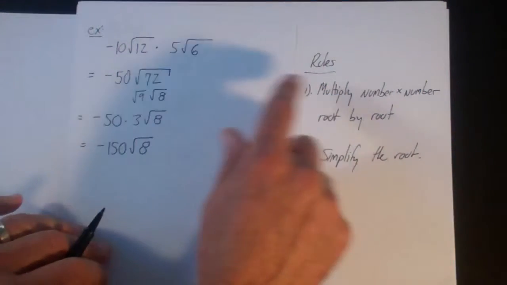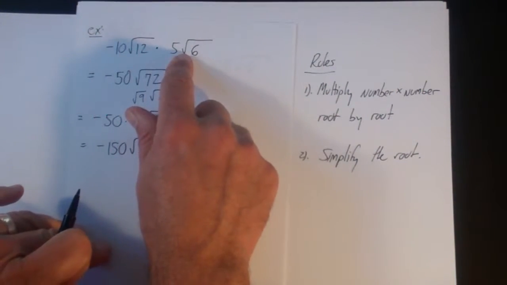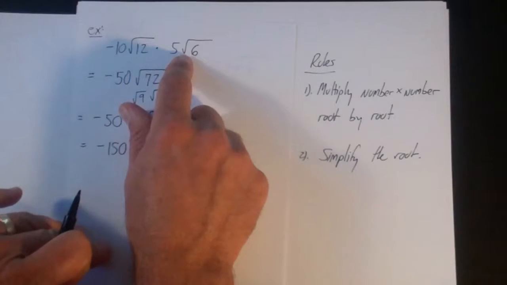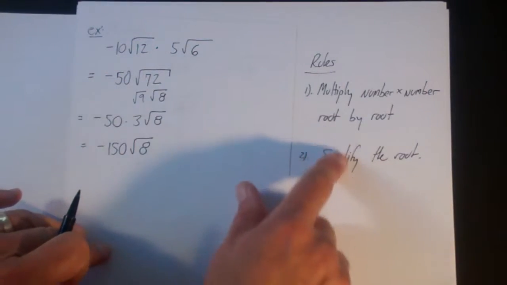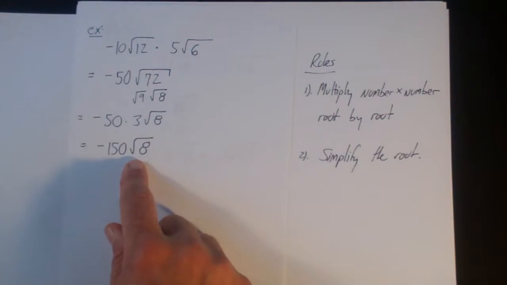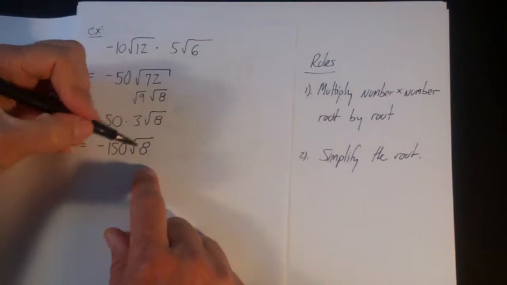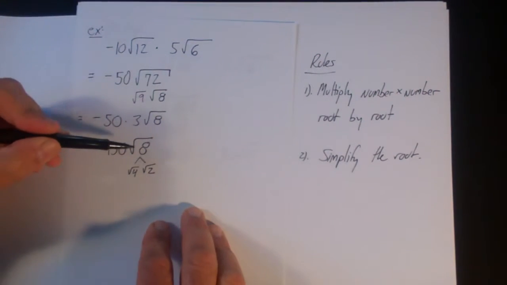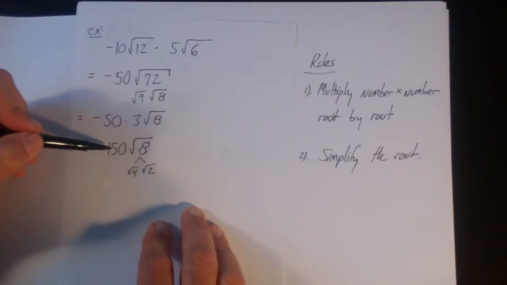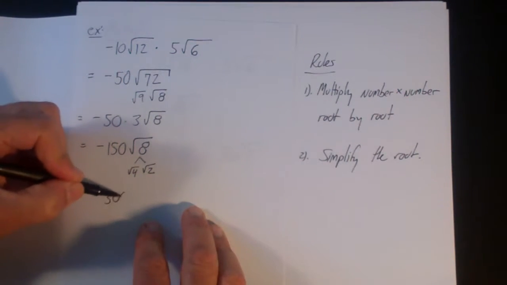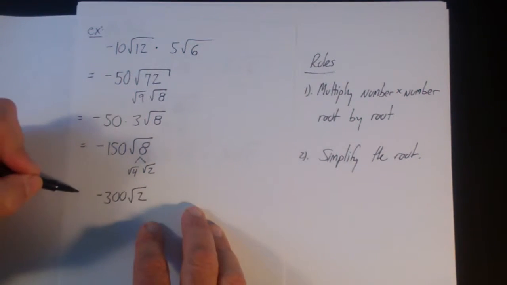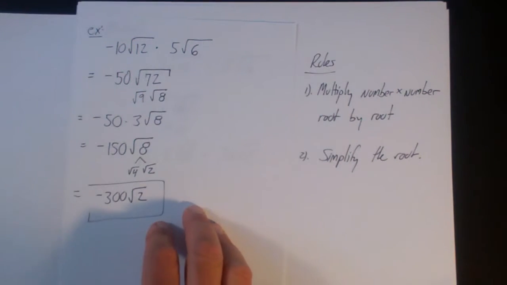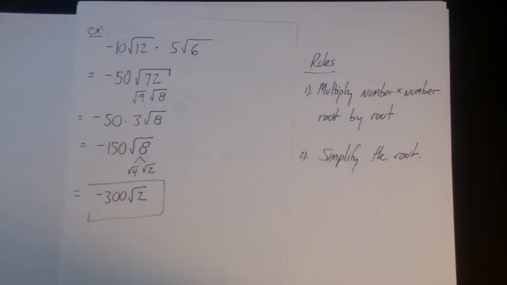Look at our steps. Multiply number times number, so that's minus 10 times 5, and then 12 times 6, root 72. Now I want to simplify the root. I'm still not done because square root of 8 is actually 4 and 2. So that's square root of 4 and square root of 2. So that's 2, so that's minus 300 root 2. And that's my final answer. And that's how you simplify square roots.